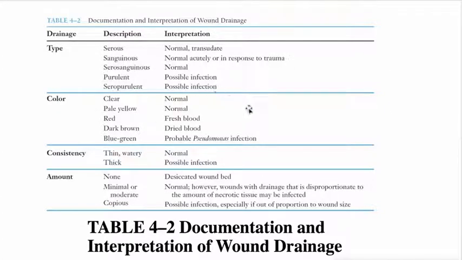So this can be very helpful. You want to document the type, the color, the consistency, and the amount. So here's some very helpful terms for that and what the interpretation could be. Even down to a specific organism. Blue-green could be probable Pseudomonas infection.